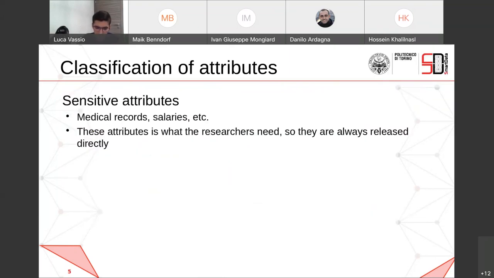And finally, we have the sensitive attributes. These are usually attributes that are very, very private for a user. For example, medical records or salaries. However, these attributes are usually something really fundamental for the research, for why the dataset was collected. And so they are released. So think about if you want to do research about cancer, and whether smoking is related to cancer, you need to say if someone got cancer or not, even if this is a really sensitive attribute.